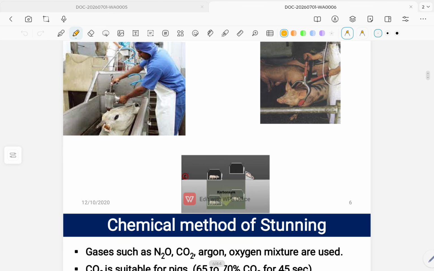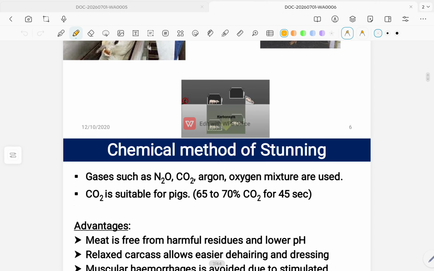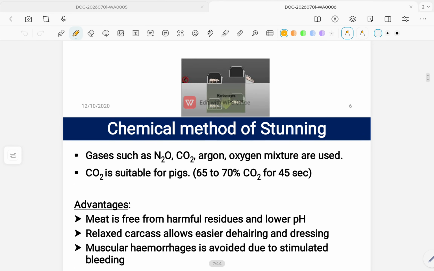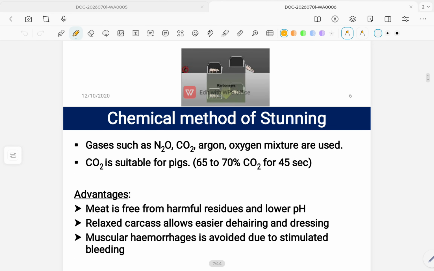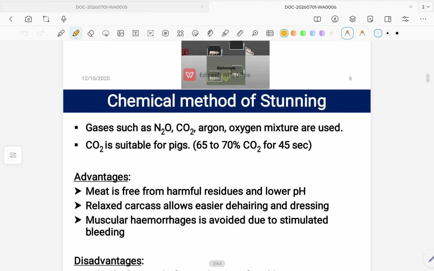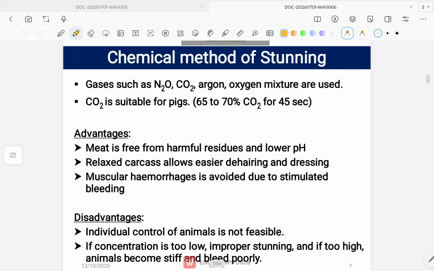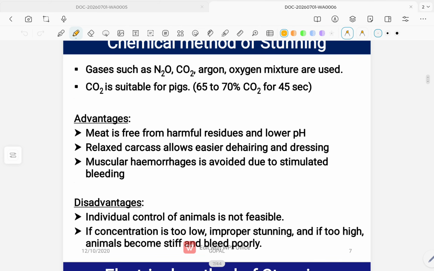Chemical method of stunning. Gases such as N2O, CO2, and argon-oxygen mixtures are used. CO2 is suitable at 65 to 70% CO2 for 45 seconds. Advantage: meat is free from harmful residue and has lower pH.